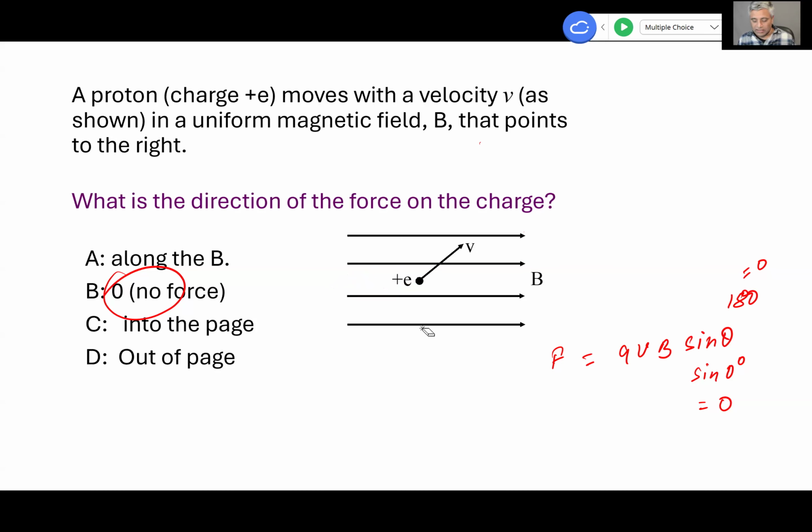And when it does, we can figure out the direction of force and value of force using this formula, folks.